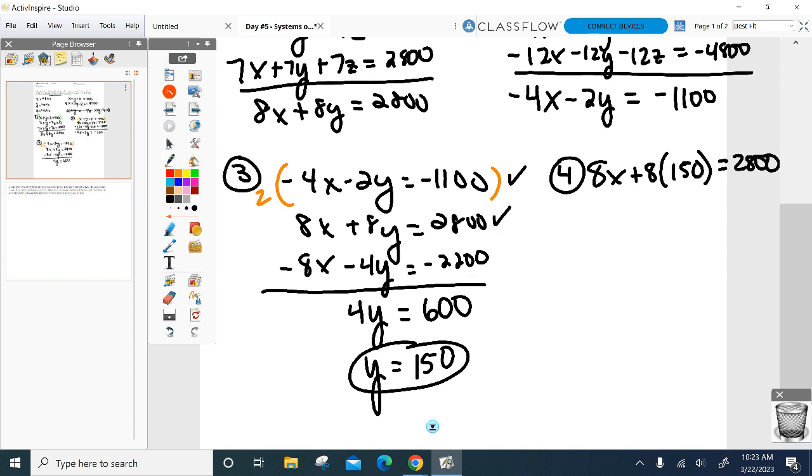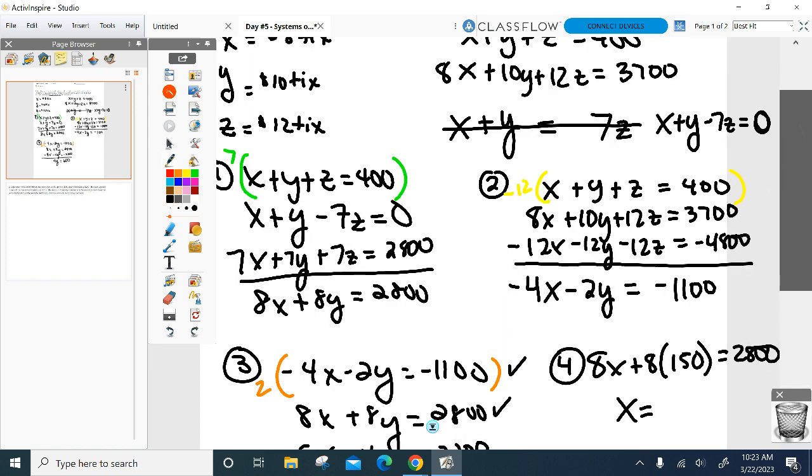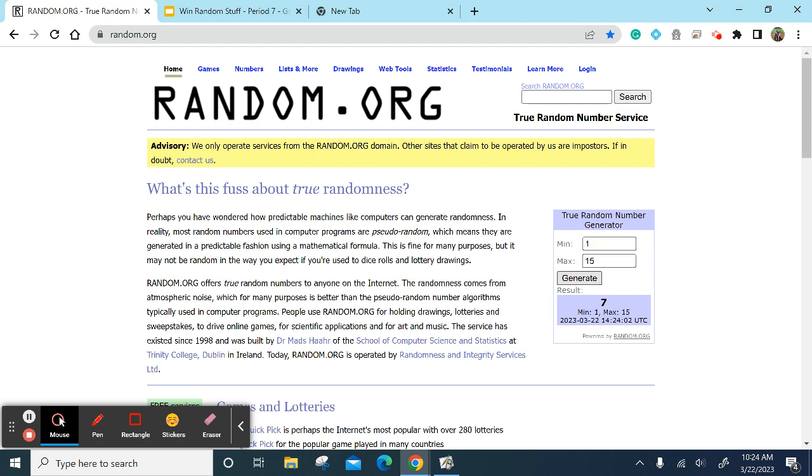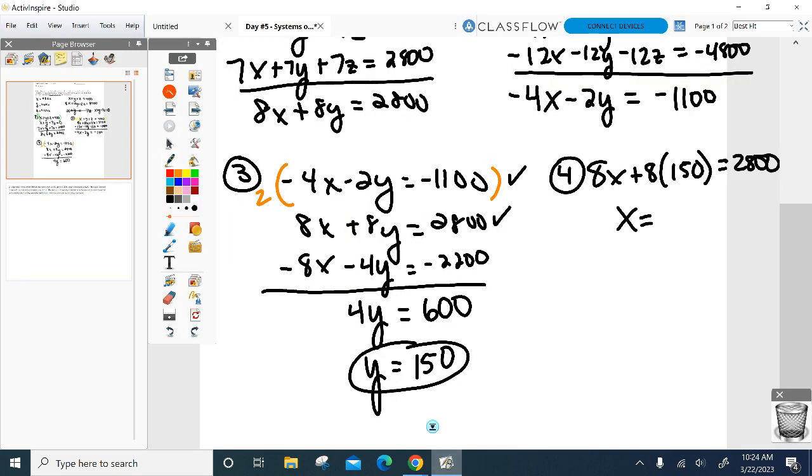Tim went hardcore on us here by eliminating that Z. But hey, it's a good way to show how this is done. All right, when you have it, let me know how many $8 tickets we have. How many $8 tickets? So the $8 tickets is 200. Good work.